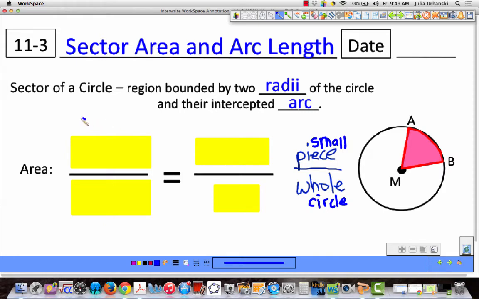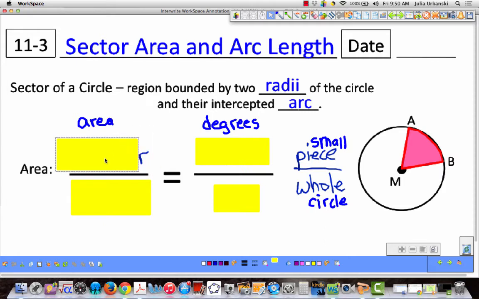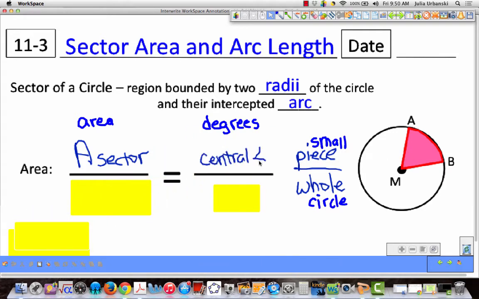The area of each versus the degrees over here. As we set up our proportion, then we can cross multiply. So think about the area. The area of the small piece is what we're going to be looking for. The area of the sector, A sector, area of sector. For the small piece, we have to think about the degrees of the center, and that's going to match whatever the central angle right here is. So it's the central angle.